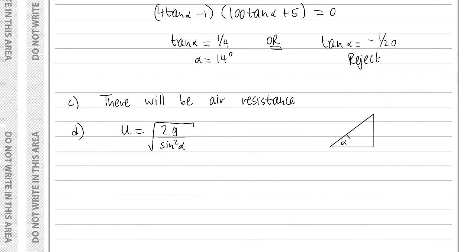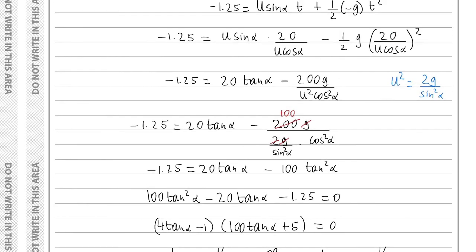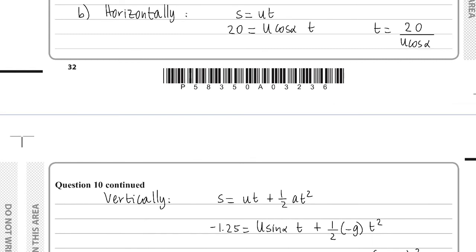If this is alpha, this is a quarter, so the hypotenuse is root 17. So sine alpha is 1 over root 17. So u is the root of 2g over sine squared alpha, which is 2g over 1 over 17, square root of that. This will be the exact value of u. And then we've also found from before that t is 20 over u cos alpha. So I'm just going to use that.